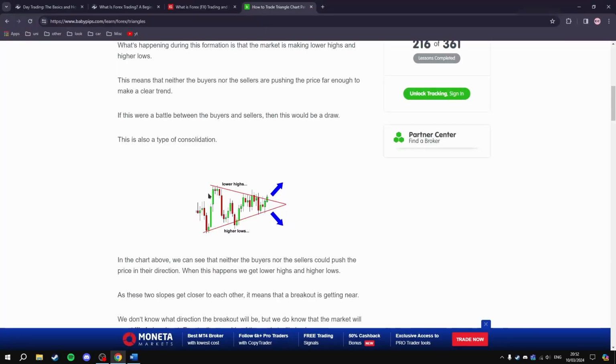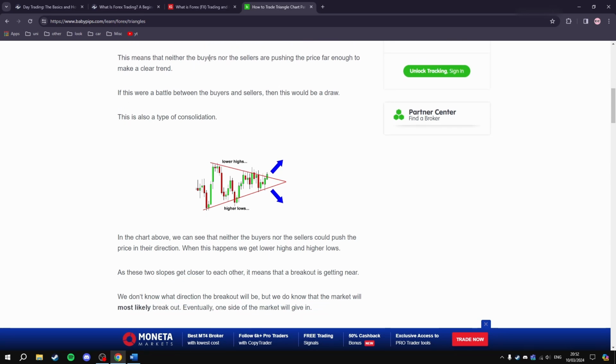Yeah, because lower highs, so the highs are getting lower, but the lows are getting higher. So lower highs and higher lows. This means that neither the buyers nor the sellers are pushing the price far enough to make a clear trend.